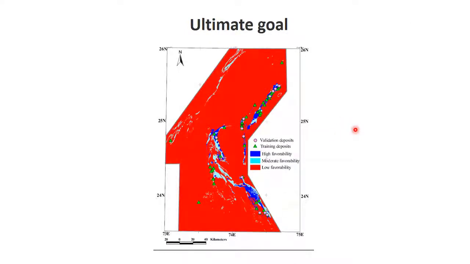So given the inventory that we have about existing deposits, we'd like then to calculate a map like this. The colors are a bit unfortunate. Red doesn't mean high favorability, it actually means low favorability here. And so what we're interested in is a map that says, well, here's high favorability. Where else would you then go look?